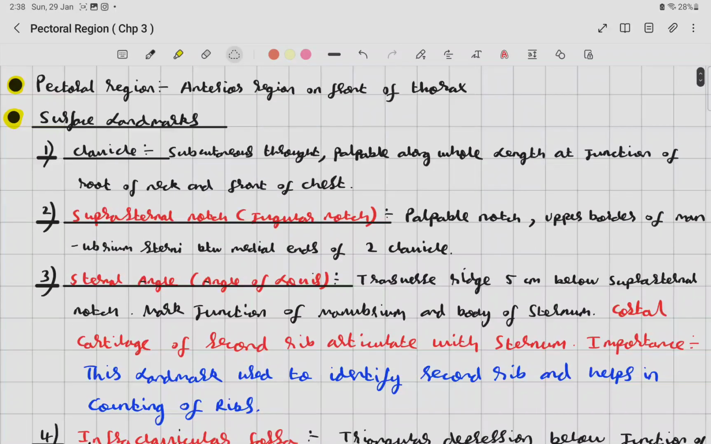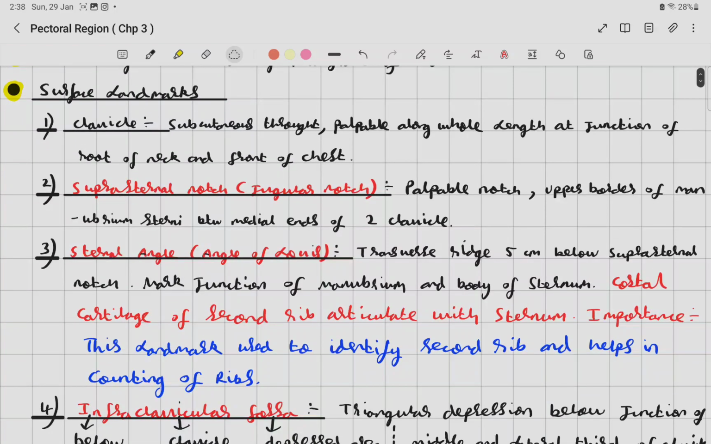Now, clavicle. The clavicle is subcutaneous throughout and palpable along its whole length, and it is present at the junction of the root of the neck and the front of the chest.